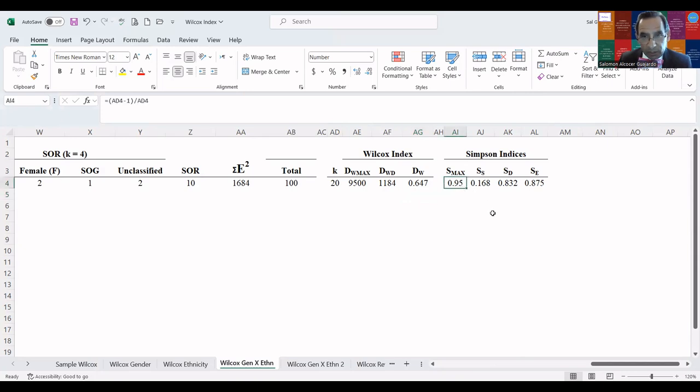Again, for comparison, I calculated the Simpson index. So again, to obtain the maximum, it's going to be 20 minus 1 divided by 20. So it's going to be 19 divided by 20, which gives me 0.95.